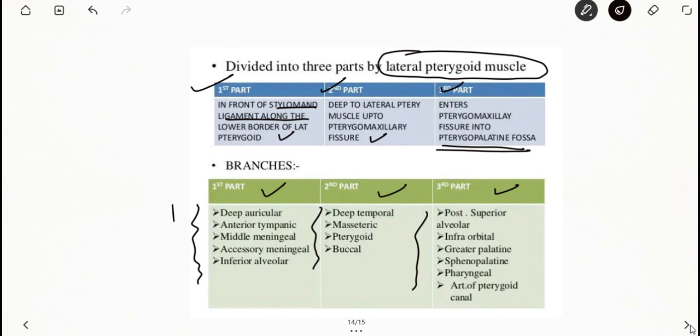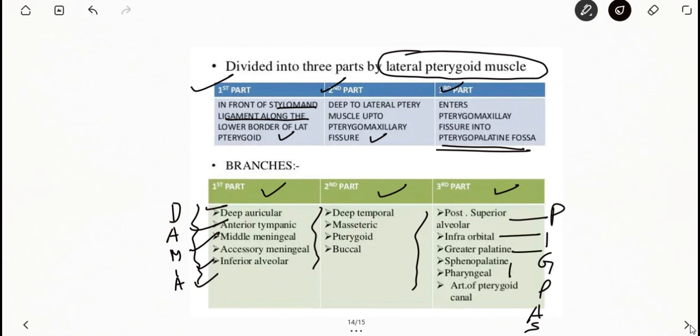The first part, the mnemonic is DAMIA: deep auricular, anterior tympanic, middle meningeal, inferior alveolar and accessory meningeal. The second part has branches deep temporal, masseteric, pterygoid and buccal. And third part, the mnemonic is PIG PAS: posterior superior alveolar, infraorbital, greater palatine, pharyngeal, artery of pterygoid canal and sphenopalatine branch.